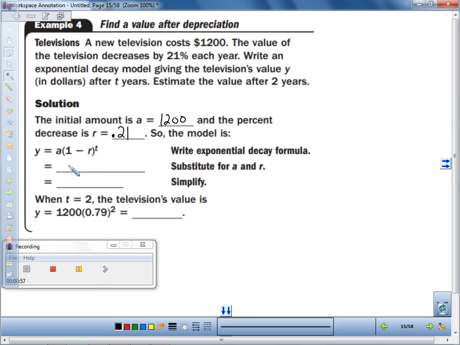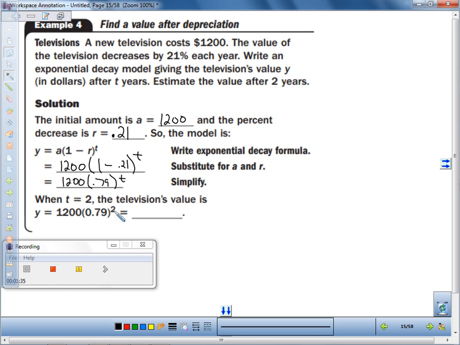Okay, so now for this, we put in 1,200 for A, 1 minus r, where r is 0.21, and t is going to be our variable, however many years. Okay, and so then what we can do is subtract the 1 minus that, so it's 0.79. So basically, every year our TV's worth 0.79 of what it was the year before.